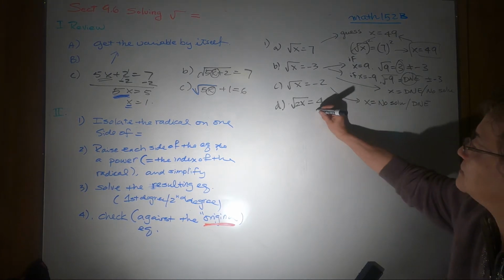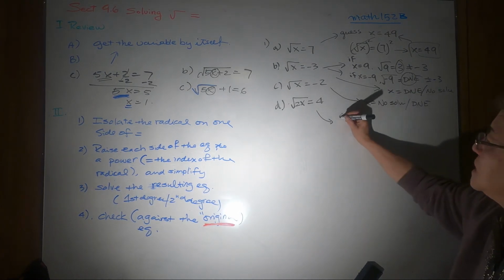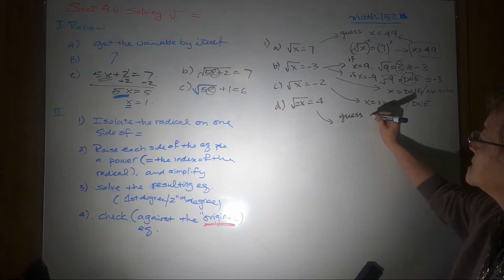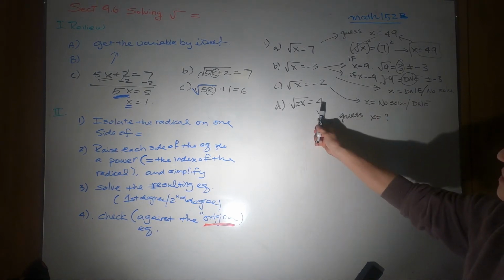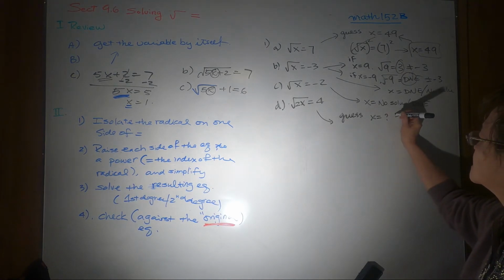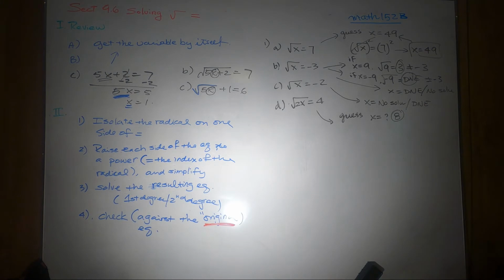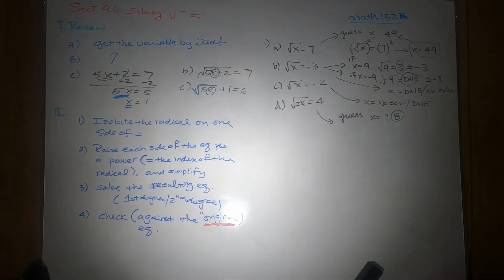Then for this one, if we guess, what's x? Something, take a square, for 4, 16 inside, right? So x has to be what? 8, right? Then we just follow the steps. You will find the answer.